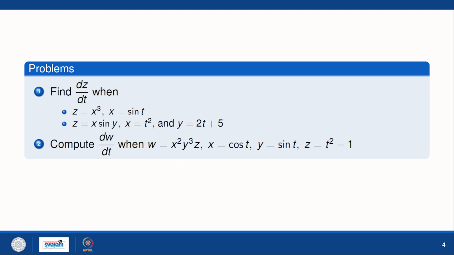Similarly, if you are having a function of 3 variables, it is x square y cube z, where x, y, z are independent variables, x is cos t, y is sin t, and say z is t square minus 1. So, how can you compute dw by dt over here? So, w is what? W is x square y cube into z, and x is cos t, y is sin t, and z is t square minus 1. Okay. So, you have to compute dw by dt.